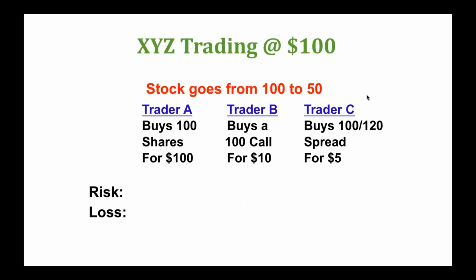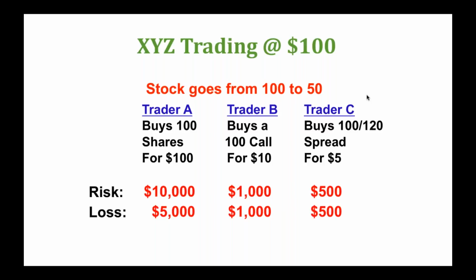Now, let's look at it the other way. Let's say that this trade goes upside down, and it goes from 100 to 50. If you own the stock, you just lost $5,000. If you own the call, the most you can lose on the call is what you paid for it, so you'll lose $1,000 on the call. If you had the call spread, you're going to lose money on it too, but you're only going to lose $500 because you paid less for the spread. So in a weird silver lining way, owning the spread ended up having less risk than the call or, of course, the stock itself.